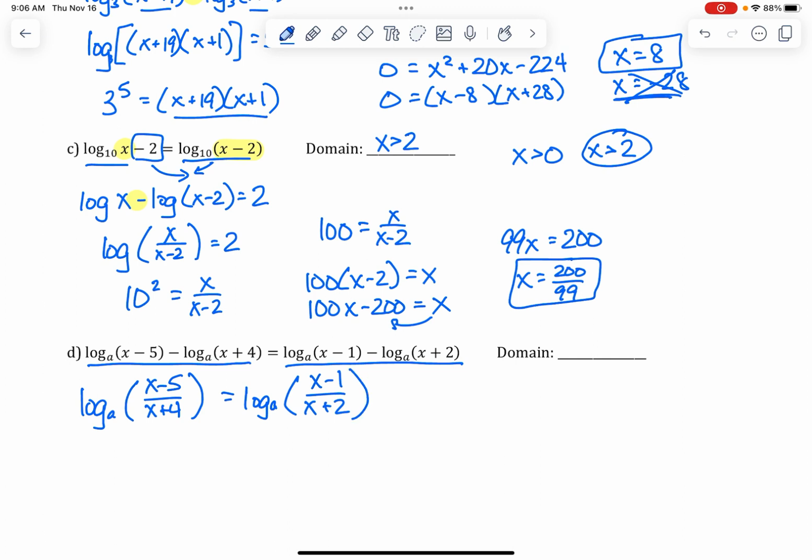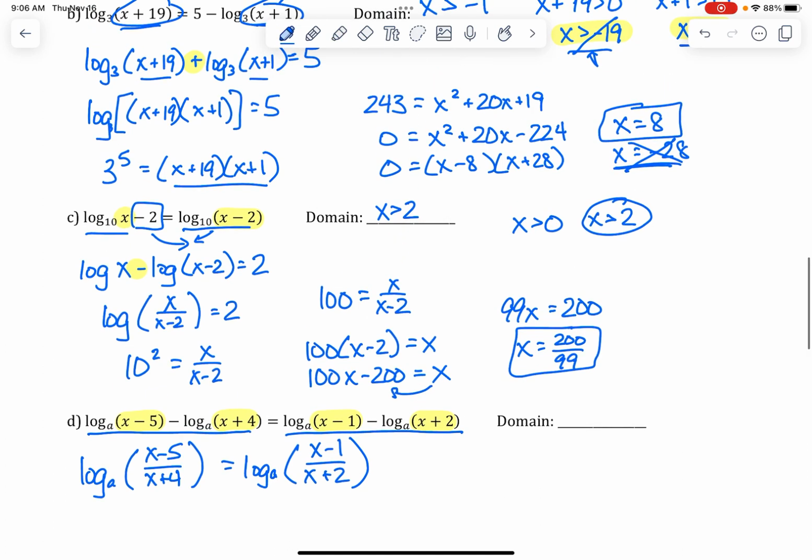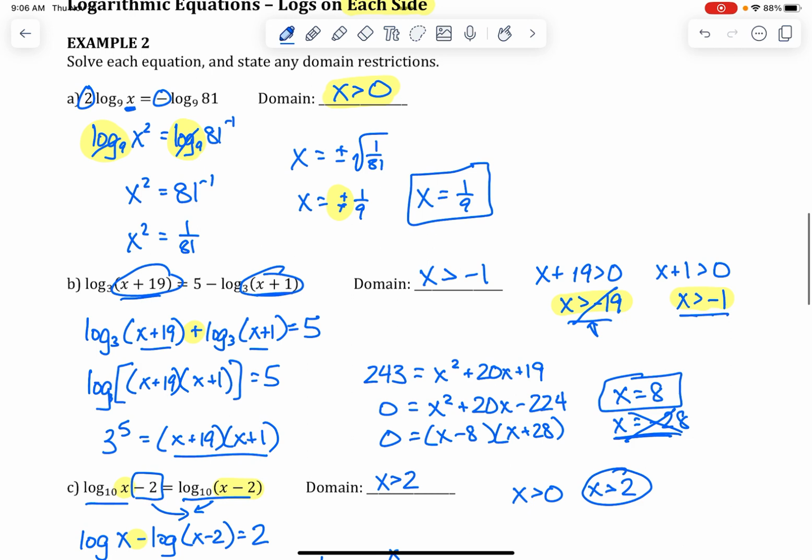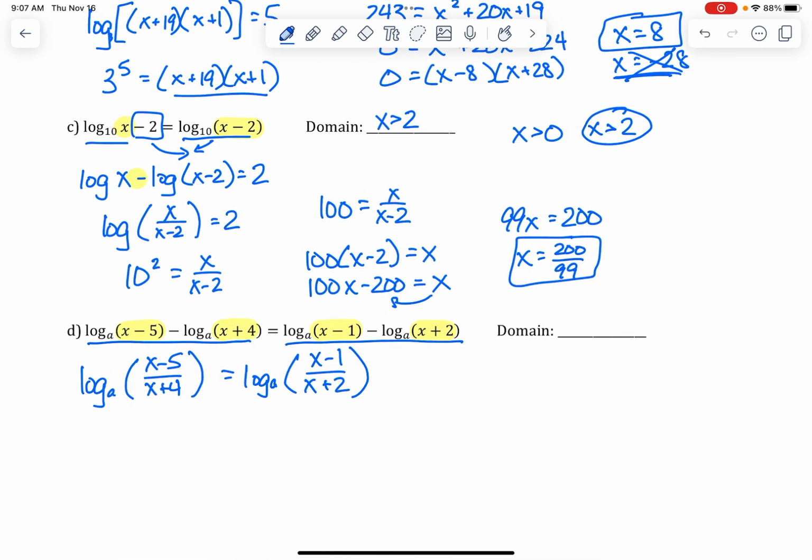All right? So one thing to keep in mind is the domains. We have 4 different domain restrictions: x minus 5, x plus 4, x minus 1, x plus 2. The bottom line is that you want to pick the biggest number, right? In the last example, 2 was bigger than 0. The example before that, negative 1 was bigger than negative 19. And that's the pattern we're going with. So in this case, of the 4 roots, you have a 5 root, a negative 4 root, a 1 root, and a negative 2. 5 is the biggest number. So x has to be greater than 5 because by default, it becomes greater than all of these as well. So that's a nice quick way to look at your domain restriction.